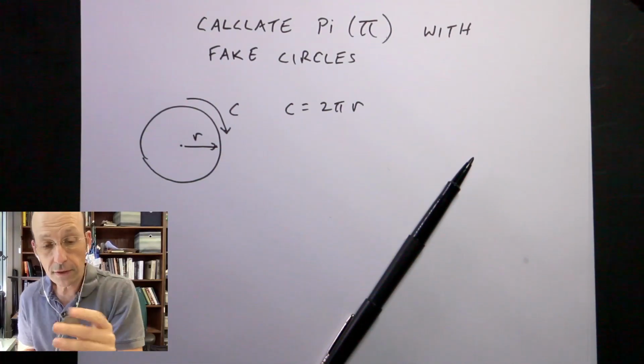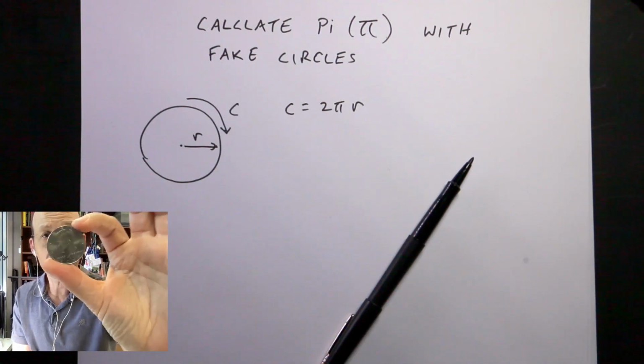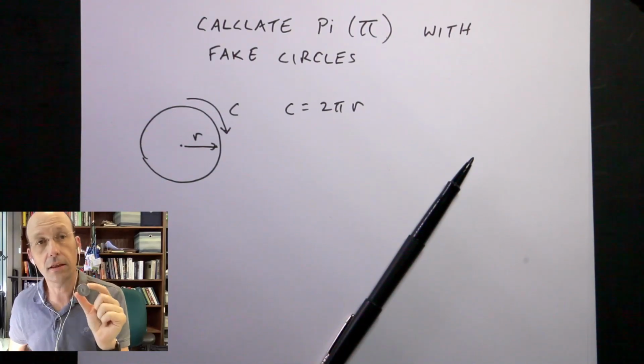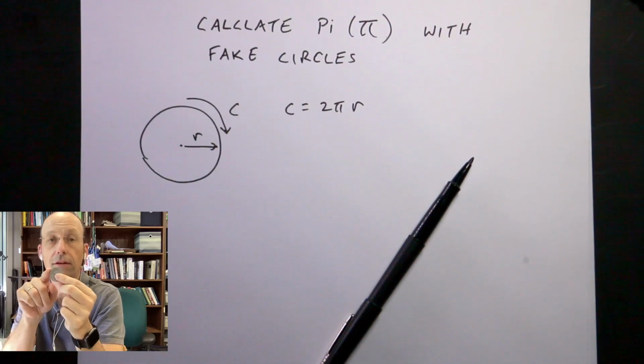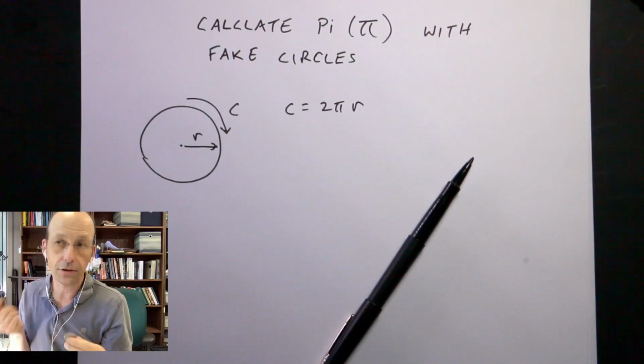This is a 50-cent piece. It's a half dollar, but more importantly, it's a circle. And circles are important because we can use a circle to calculate the value of pi. If you measure the distance around the circle, that's the circumference, and you measure the distance across the circle, the diameter, pi is a relationship between those two.